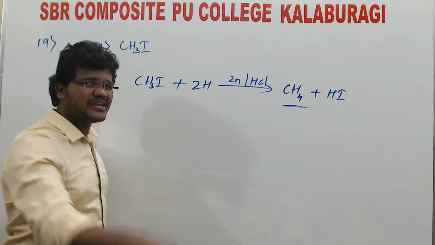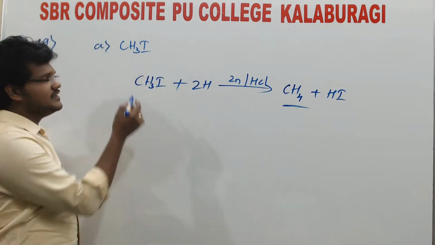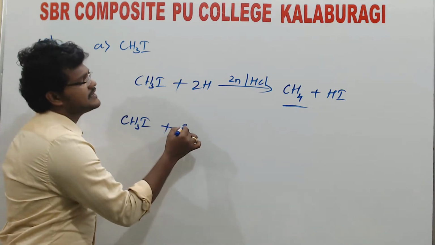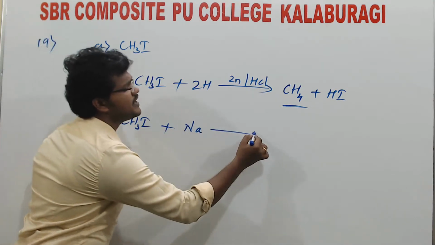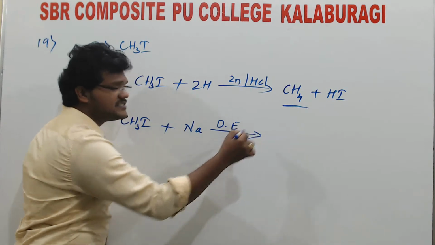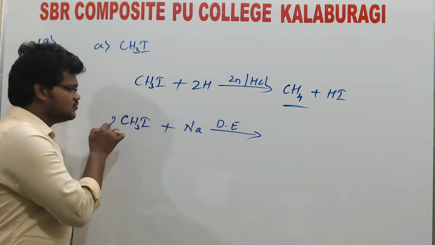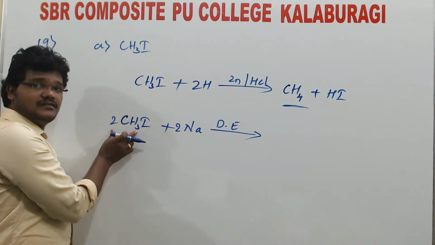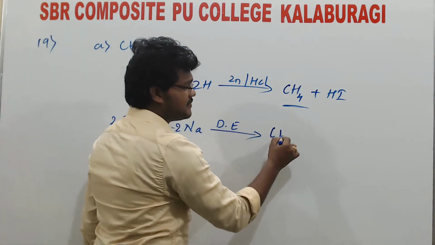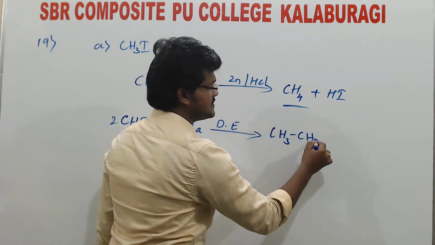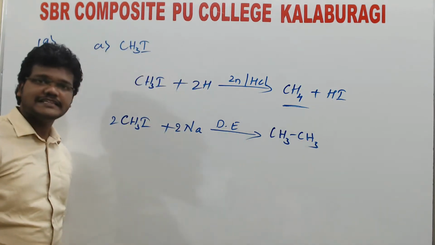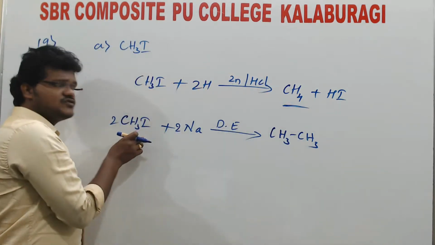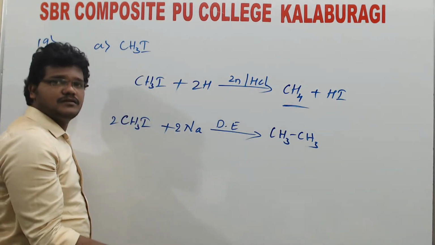Is it possible to prepare ethane too? Let's see. CH3I, I am having methyl iodide. Let us treat this with sodium in presence of dry ether, means 2 moles of methyl iodide, 2 moles of sodium. What you are going to get, you tell me? CH3-CH3, that is nothing but my ethane. So ethane can be prepared by using methyl iodide in a single step.